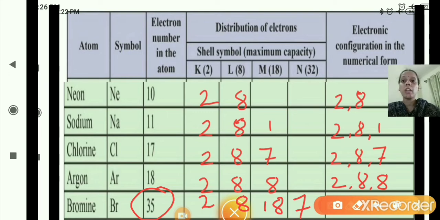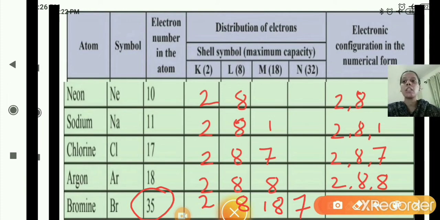In that 2 will go in K shell, 8 will go in L shell and 18 will go in M shell, and the remaining 7 will go in N shell. Then how you will write down the electronic configuration for bromine? 2, 8, 18, 7. Okay, so this is about electronic configuration.